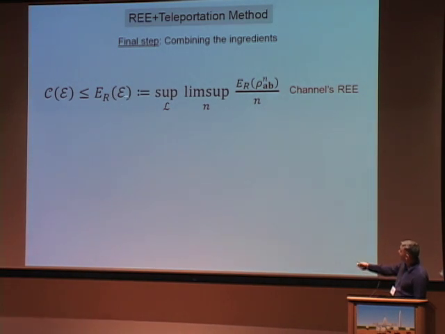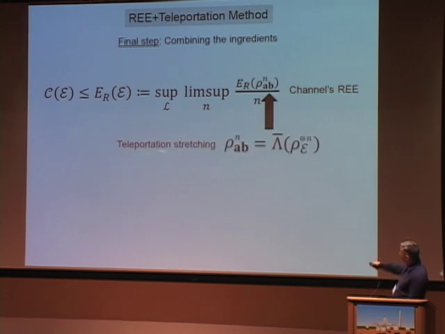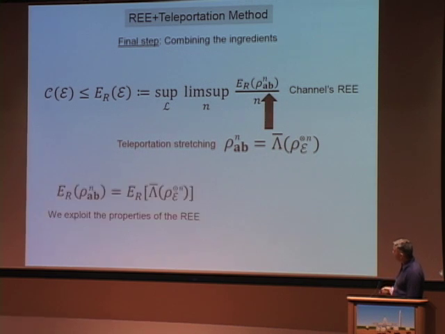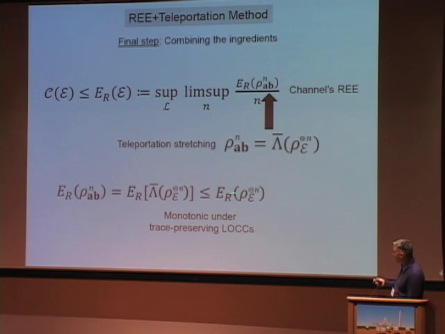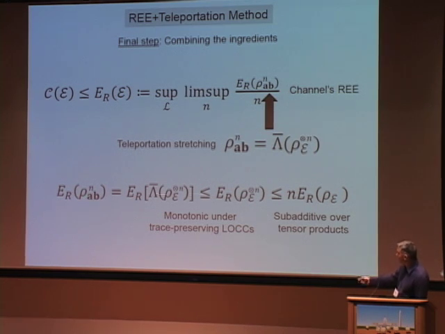So remember, this was the upper bound, but very difficult because of that state. Now we apply this technique, teleportation stretching, and we can decompose in this way. So we combine the two things. What we do now, we compute the relative entropy of entanglement, the quantity, using this decomposition. Now we use very important properties of the relative entropy of entanglement, which is monotonicity under LOCC, and then subadditivity over tensor products. So you see, we started from this, and we got that.